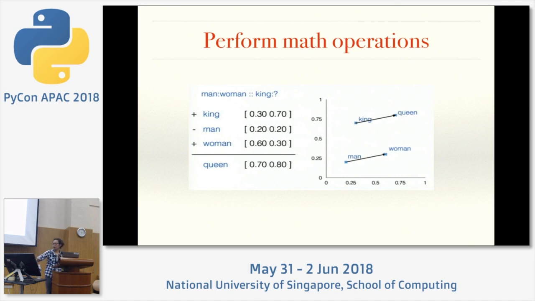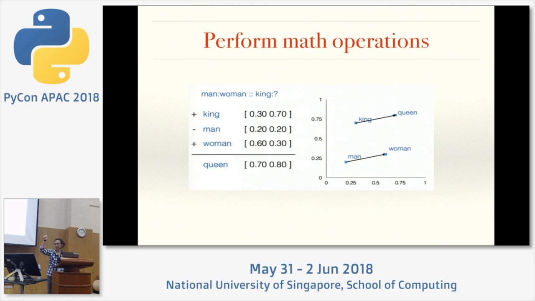If you plot it, king's word embedding will be at 0.3 and 0.7, man would be at 0.2 and 0.2, and woman would be at 0.6 and 0.3. Now when we do these operations, we hope that the word vector, or the point, let's just think of it as a point, will ideally fall on the embedding of queen, but that's not really the case.